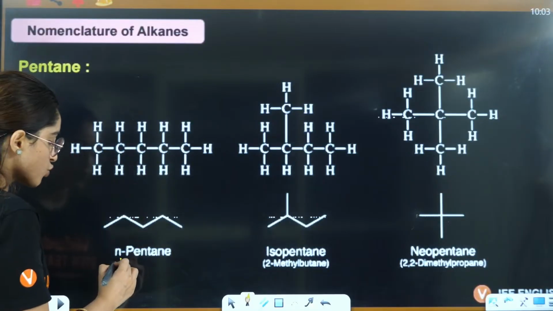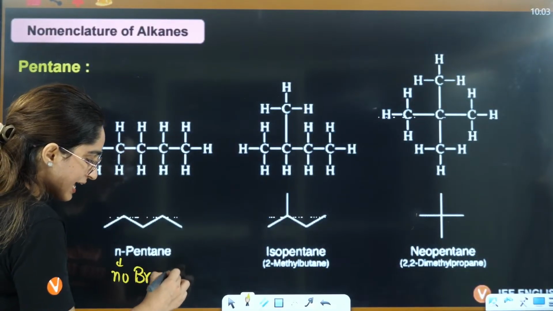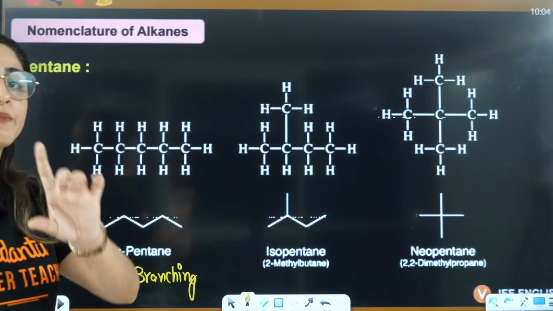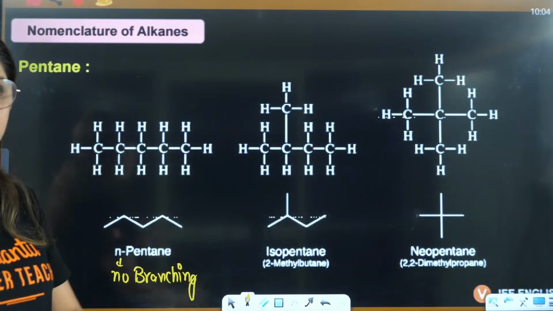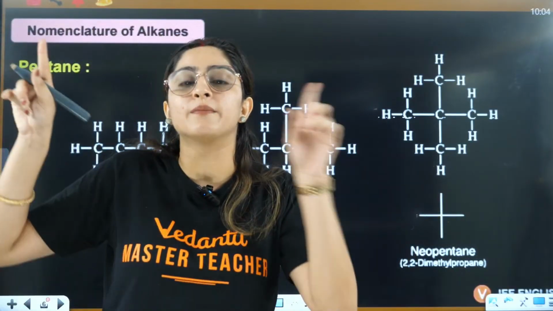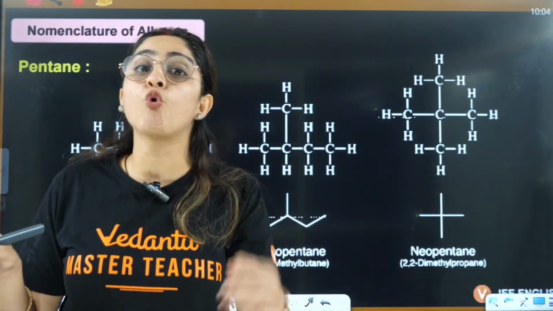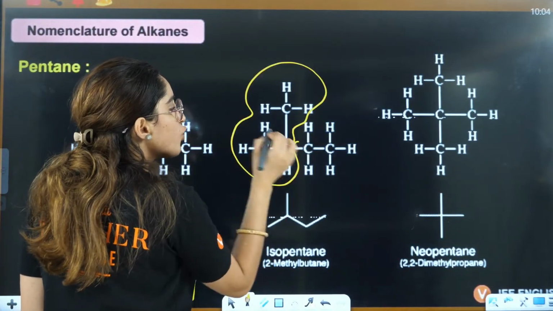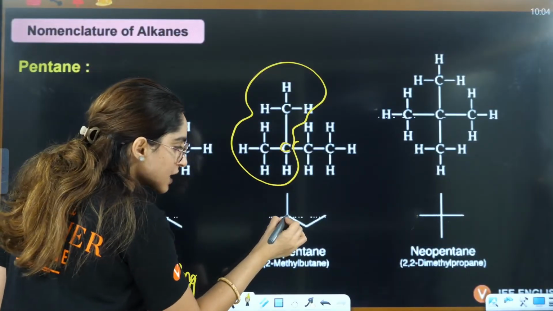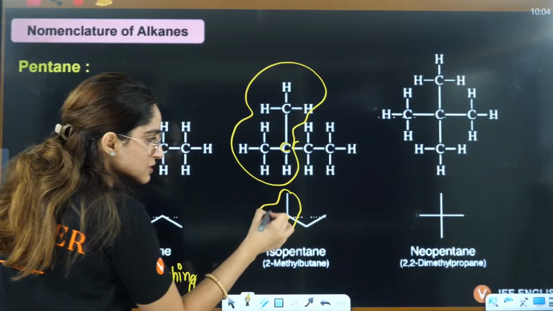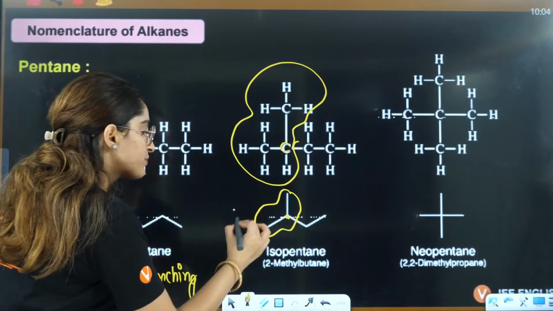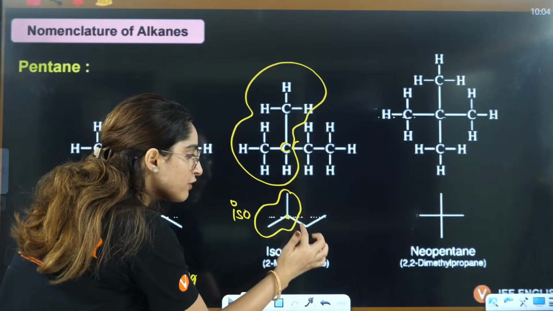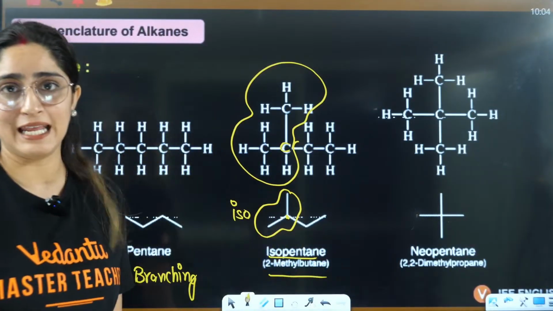Next, guys, similarly we have n-pentane, isopentane, neopentane, right? n-pentane is normal, there is no branching here. In iso, what I told you, you will have a group where one carbon is connected to two methyl groups. I am not saying one carbon is connected to two more carbons. I am saying one carbon is connected to two methyl groups, right? So if you see here, this particular carbon is connected to two methyl groups. This is your iso group. And how many carbons do you have in total? 1, 2, 3, 4, 5. So it will be regarded as isopentane, right?